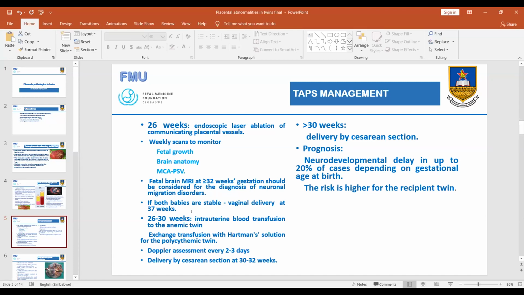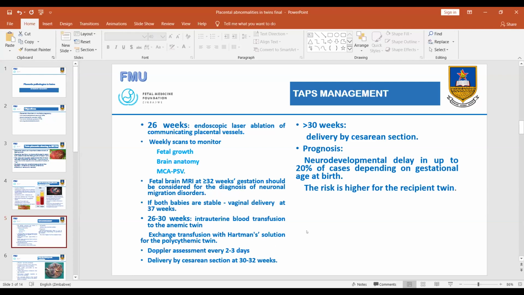If the problem is peaked between 26 and 30 weeks, intrauterine blood transfusion to the anemic twin and exchange transfusion with Hartmann's solution for the polycythemic twin should be done. And thereafter, they need monitoring every 2 to 3 days, as the plan of management can change depending on the well-being of the two fetuses. In this case, delivery by cesarean section should be performed at 30 to 32 weeks.